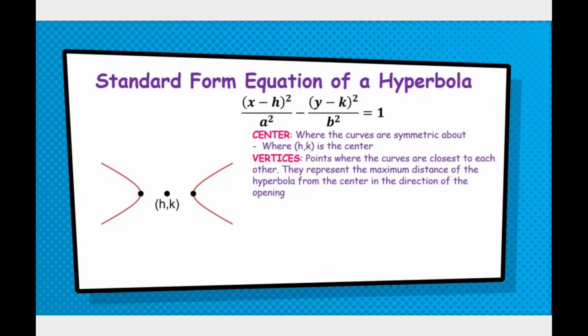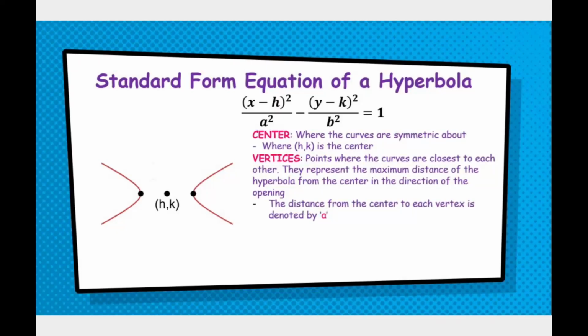We have these vertices, so it looks almost like parabolas, but they're not. There are actually asymptotes that we can't see, but the vertices are the points where the curves are closest to each other. They represent the maximum distance of the hyperbola from the center in the direction of the opening. So I would label those vertices like that.